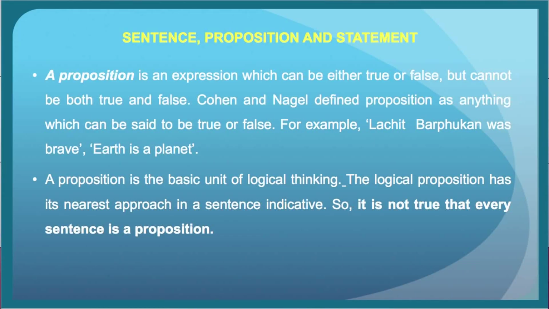Cohen and Nagel, these two logicians, have defined a proposition as anything which can be said to be true or false. For example, Lachit Barphukan was brave, Mars is a planet. A proposition is the basic unit of logical thinking. The logical proposition has its nearest approach in the indicative sentence. So, it is true that every proposition is a sentence, but not every sentence is a proposition.